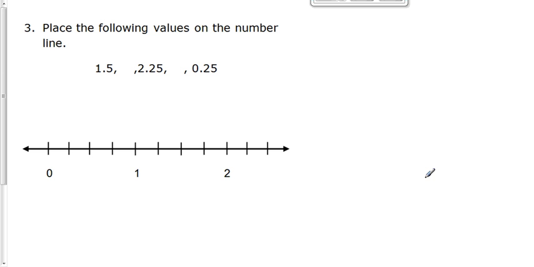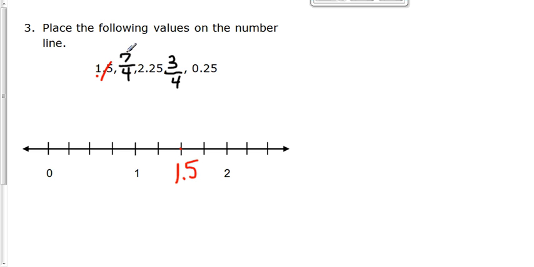Our second problem on the homework help will actually be problem number 3. Okay, guys, don't forget, at any time you can do things in whatever order you choose. Now, looking at this first one, that's 1.5. Well, it has a whole number, so it's bigger than 1 but less than 2, and 0.5 would be halfway. So right here is where we would have our 1.5.